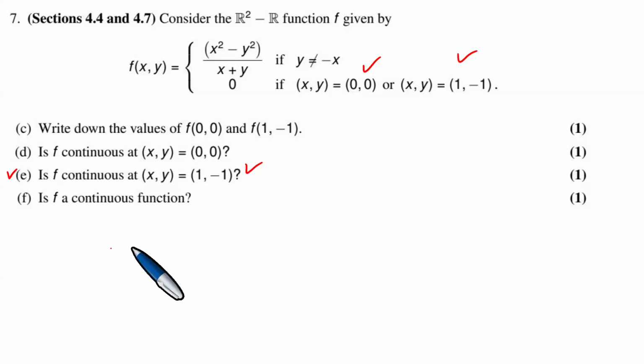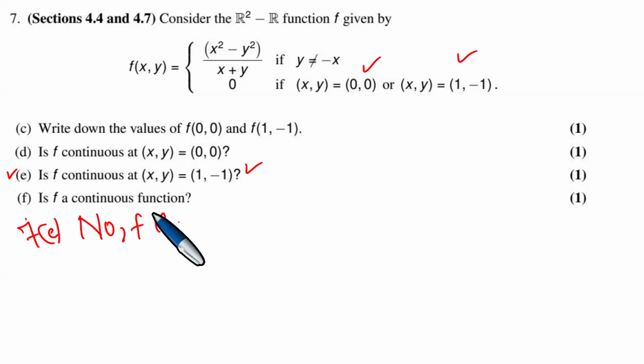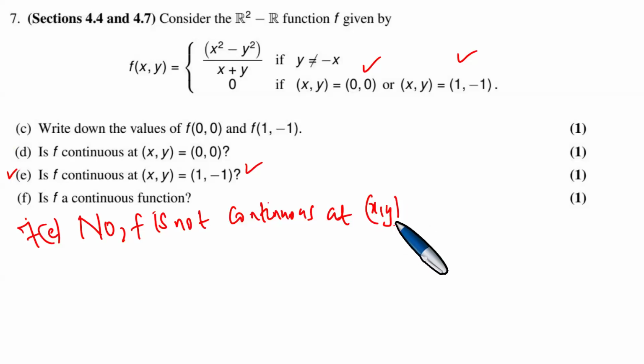We're going to realize that no, it is not. We're looking at 7E right now, and the answer is no. f is not continuous at x, y equals 1, minus 1. Why is it not continuous?